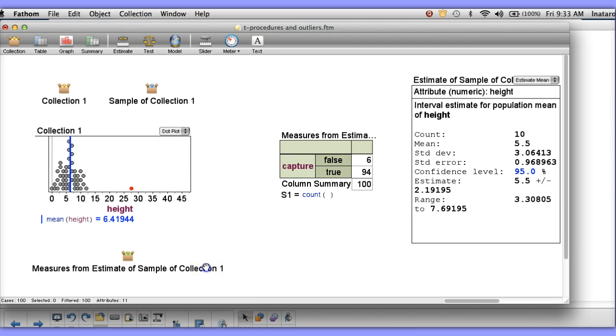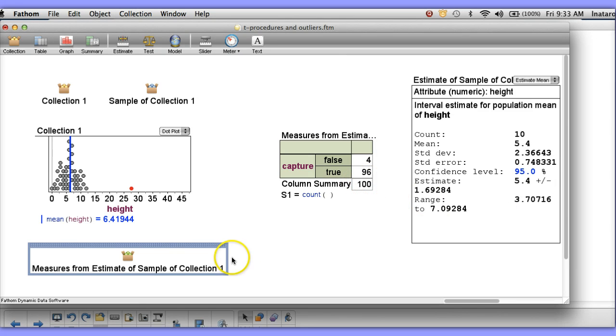I've done 100 of them, and 94 of them contain the truth or captured the truth. So that's pretty good. Let's do another set and see if that 95% is pretty accurate, and it looks like it is. So our confidence intervals appear to be doing a good job of capturing the truth. They appear to really be 95% confidence intervals, but let's look at the intervals themselves.